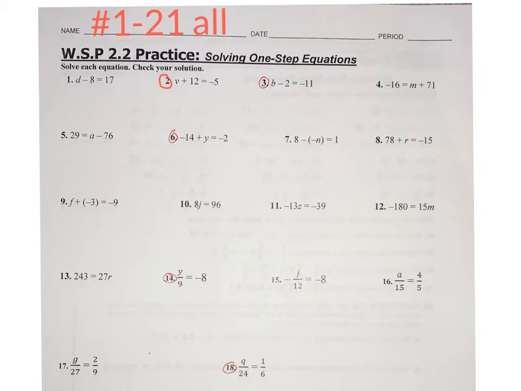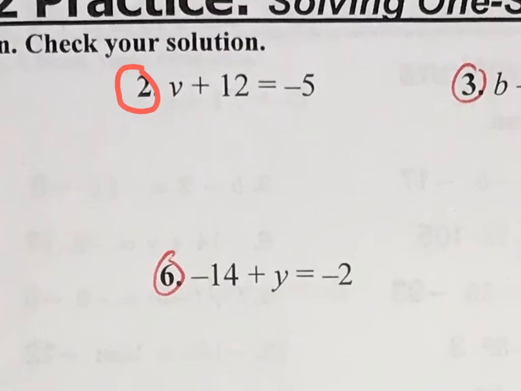I've selected a couple to go over. It's really easy, straightforward. Let's take a look at them. So number 2, we have V plus 12 equals negative 5. What do I do, guys? The V is clearly on the left side. I want it by itself on the left side. What do I do? Subtract 12, that's right. So let's go minus 12.